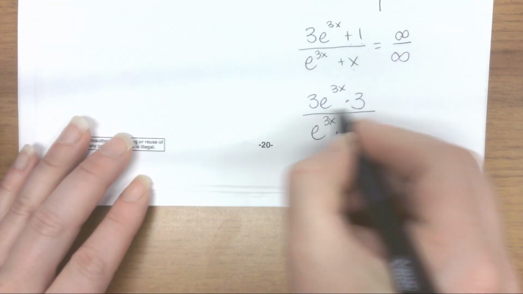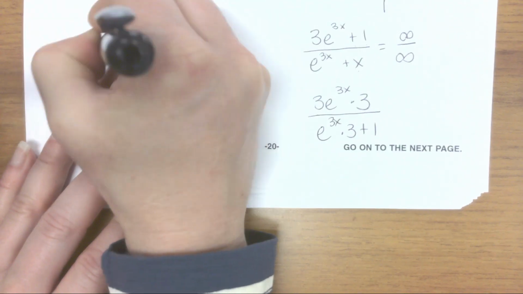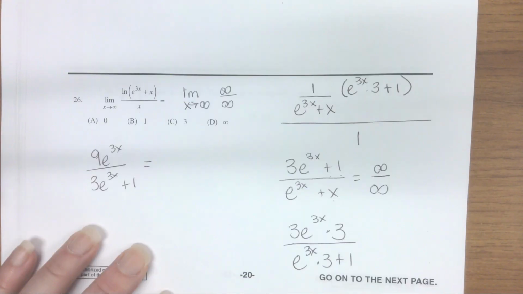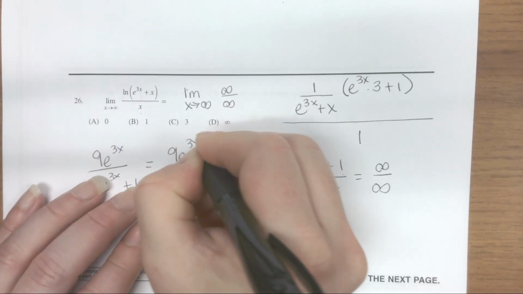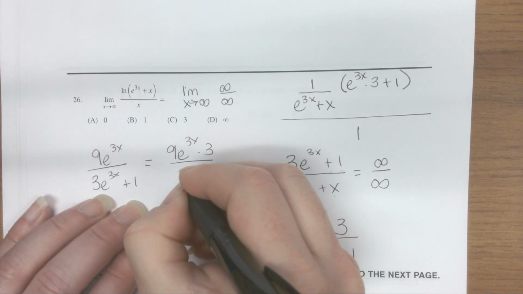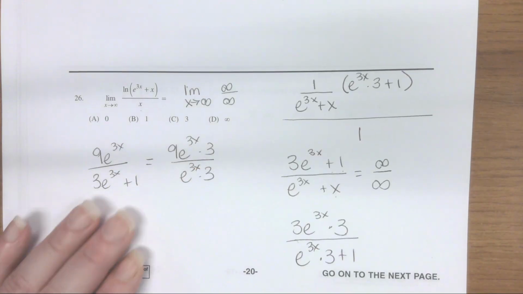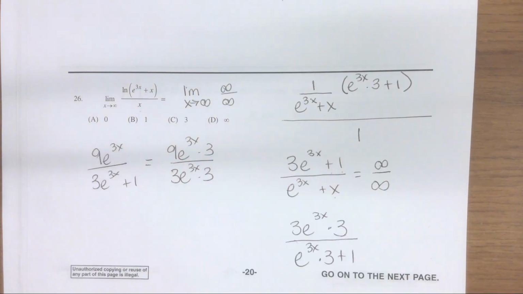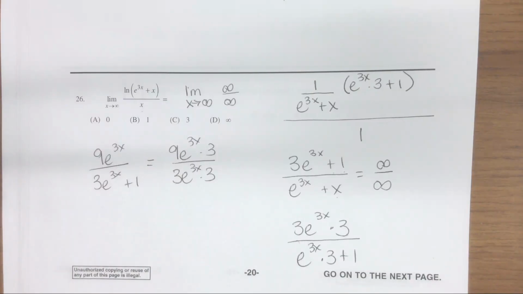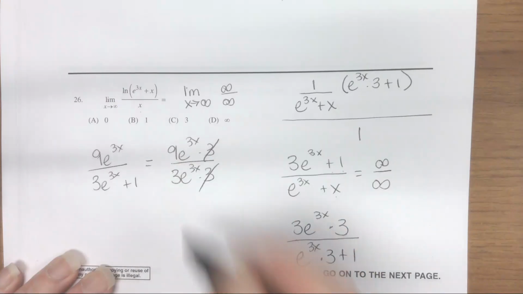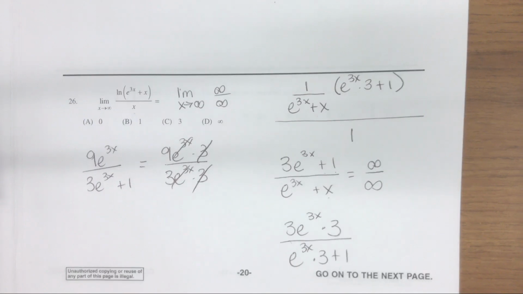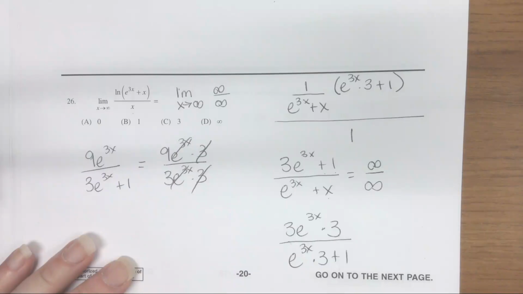So now I have 9e to the 3x over 3e to the 3x plus 1. Let's do the derivative of the top: 9e to the 3x times 3. On the bottom, we have e to the 3x times 3. Now I can cancel things out. What cancels? Uh-oh. It's 3e to the 3x times 3. The 3's, the e to the 3x's, what's 9 divided by 3? Should be C.